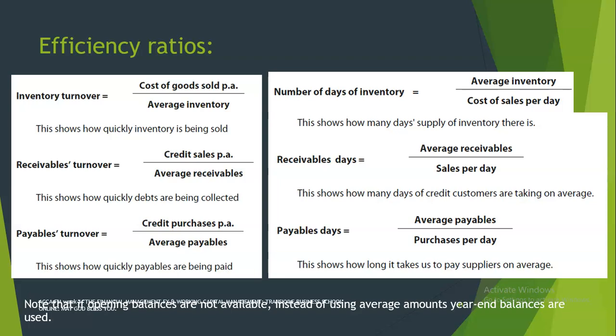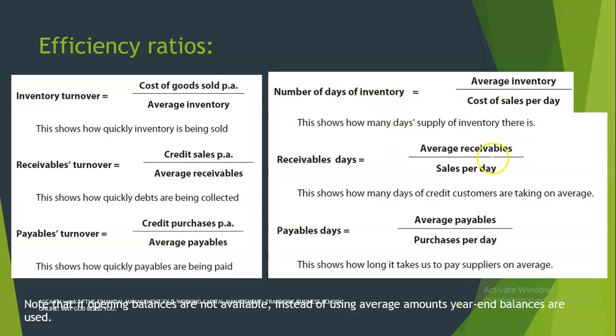Number of days of inventory is equal to average inventory over cost of sales per day. So you get your number of days of inventory. This shows how many days' supply of inventory there is. Receivables days is equal to average receivables over sales per day. This shows how many days of credit customers are taking on average.